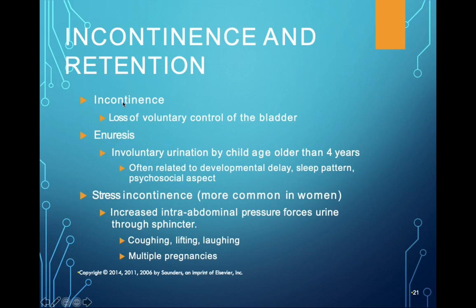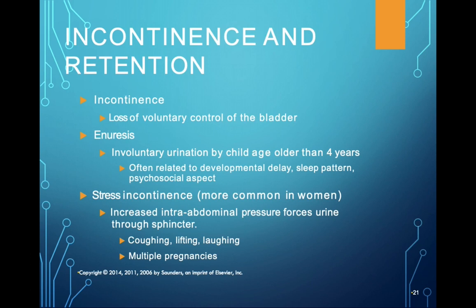Let's look at some of these terms: incontinence and enuresis. Incontinence is the loss of voluntary control of the bladder, and enuresis is involuntary urination by a child older than 4 years old. So as children age, the frontal lobe of the brain becomes much more mature, and the frontal lobe has a lot to do with inhibition. It slows down the heart rate. It makes the child aware that they have to use the bathroom. When the frontal lobe isn't developed, there's no control of those things, and that's why babies wear diapers. They pee and they poop without voluntary control.